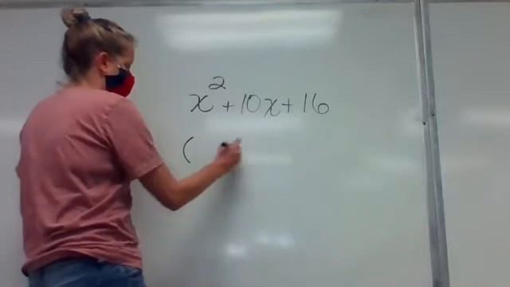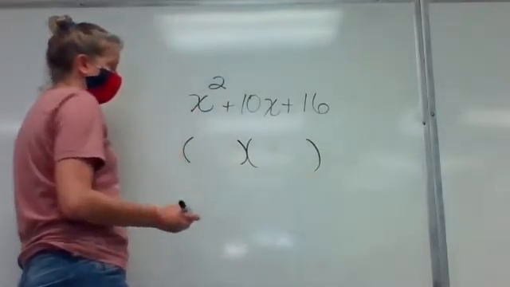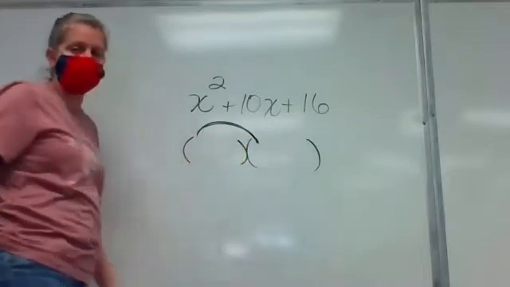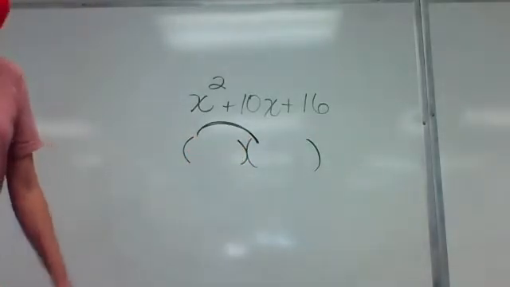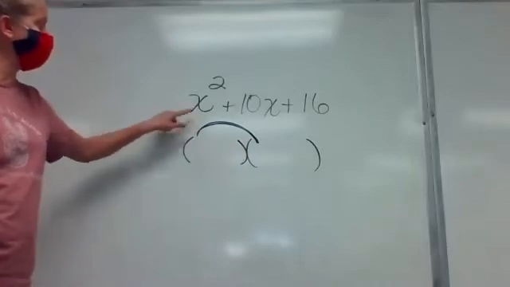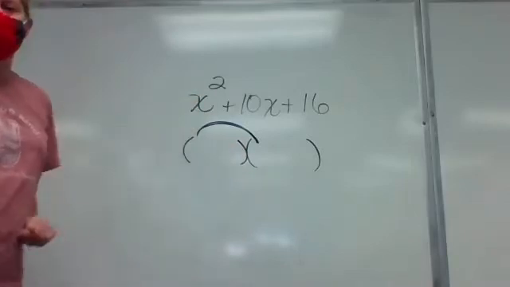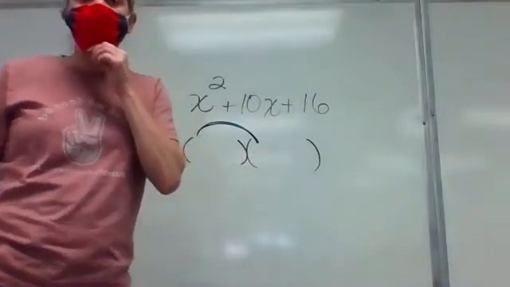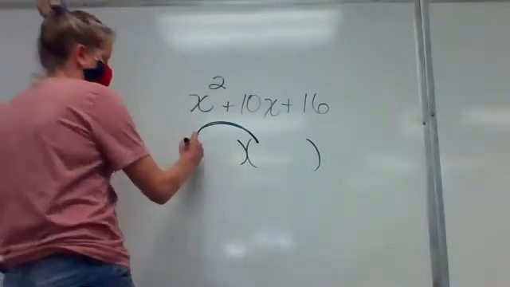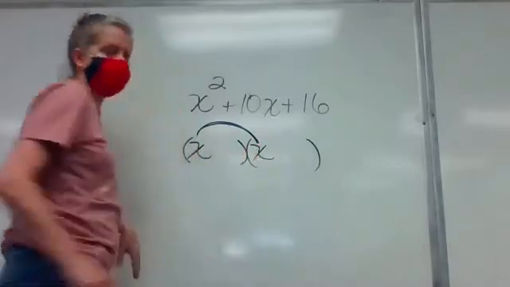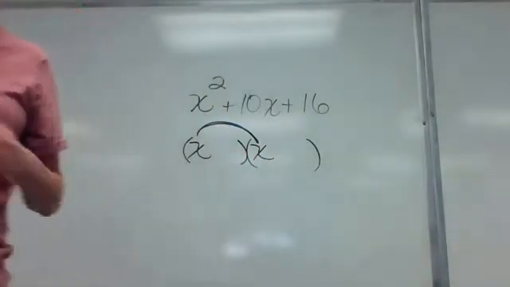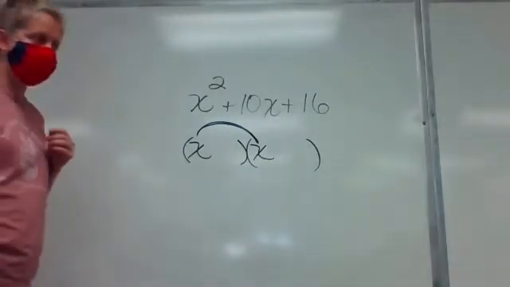So if you think about it that way, what would be the first step of FOIL? These two terms need to multiply together, and once they multiply together, they need to equal x squared. Well, there's only one way to do that. That's why these are the good trinomials. So x and x was the way all of those started out, right? That's the only way to get x squared.